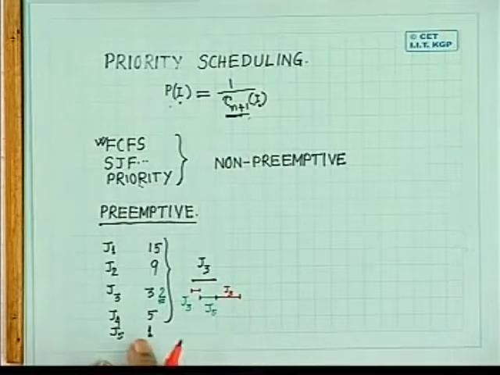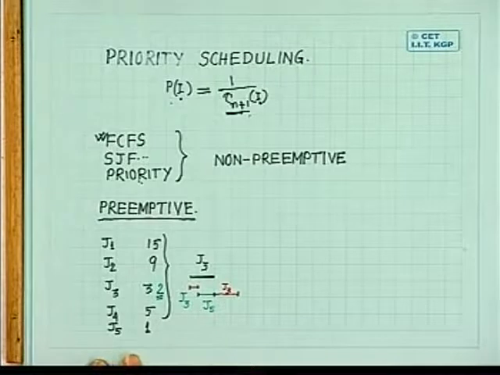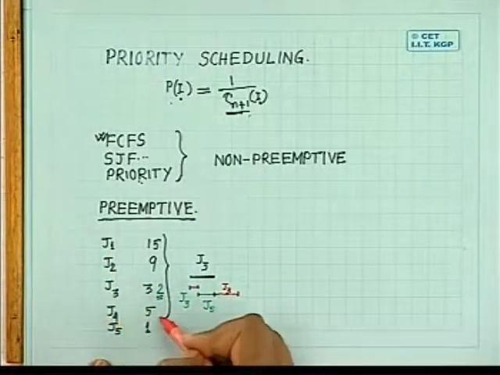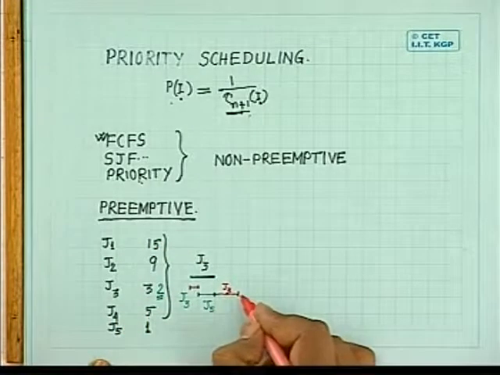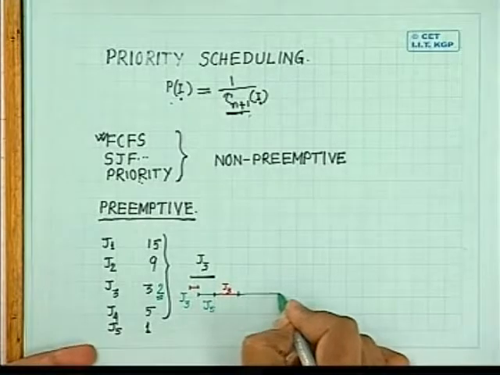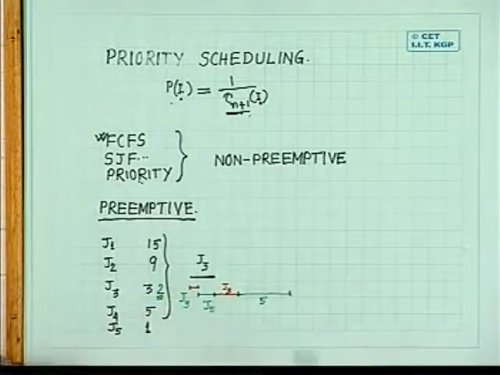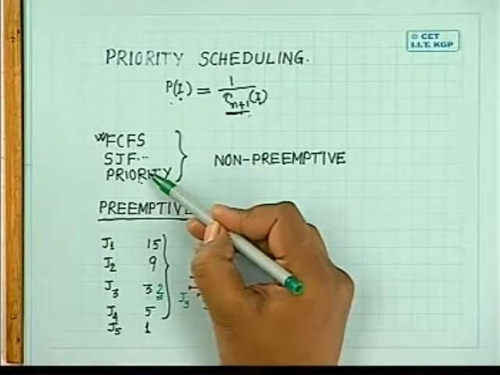Now, in between, if no other job arrives in the ready queue, then after completion of job J3, I have to check the ready queue, and within the ready queue I have job J4, which requires 5 time units. So, at the end of J3, job J4 will be given to the CPU for execution, and it will be executed for 5 time units, assuming that no other jobs arrive in the ready queue. So, how have we modified this SJF technique?